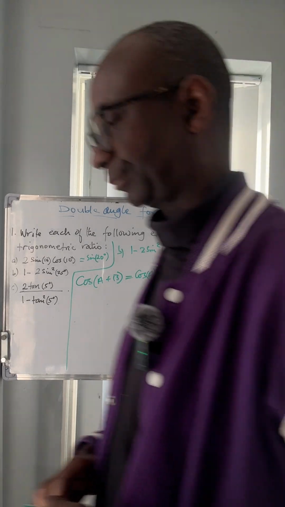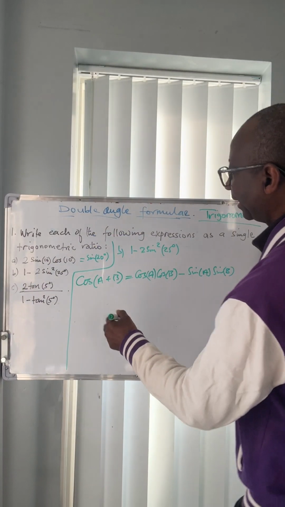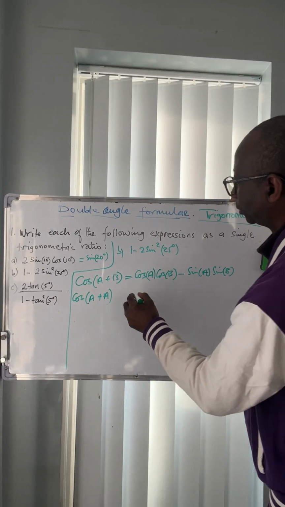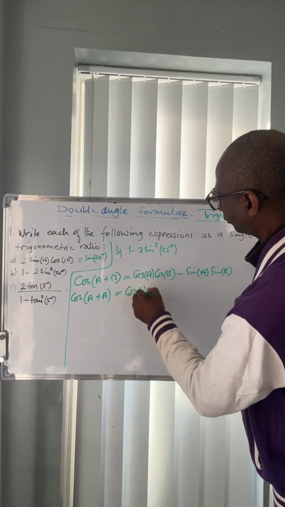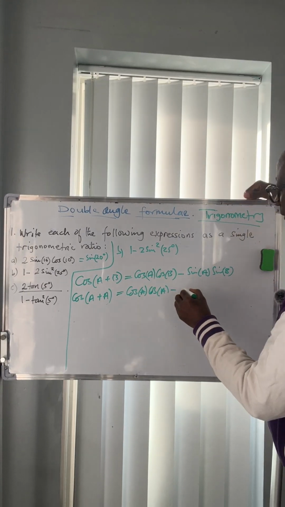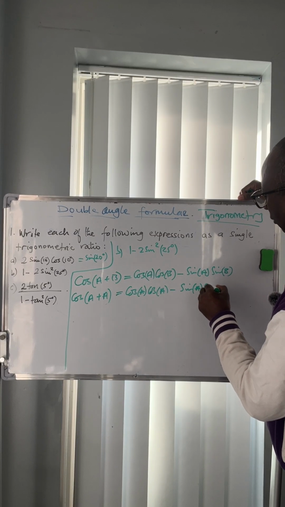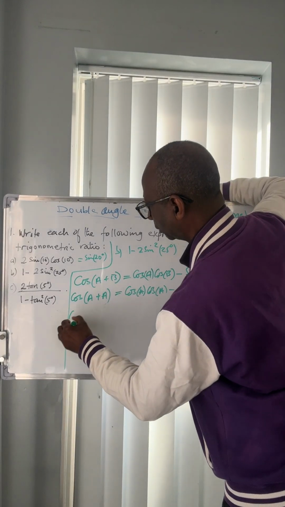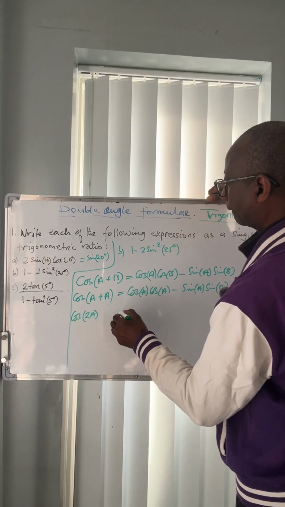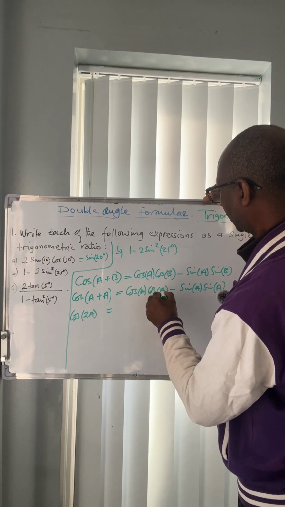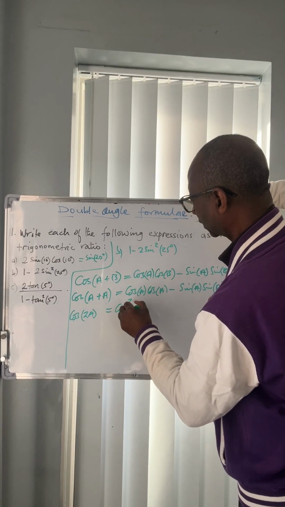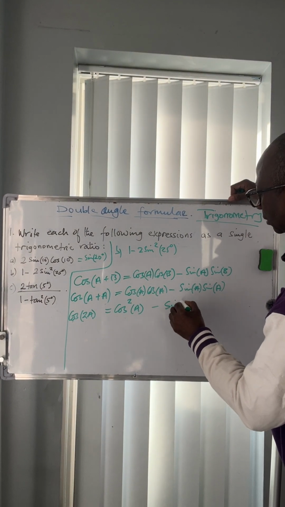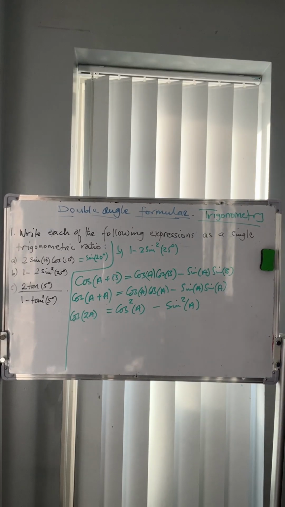That is the technique we are applying here. So if we say A equals B, this will give us the cosine of A plus A, which is cos A times cos A minus sine A times sine A. So this boils down to cosine of 2A equals cos squared A minus sine squared A. This is what you get.